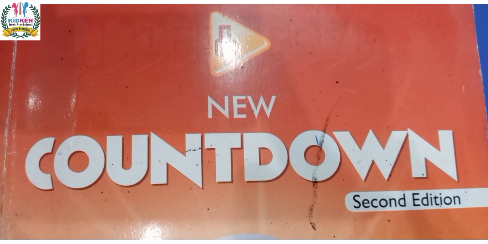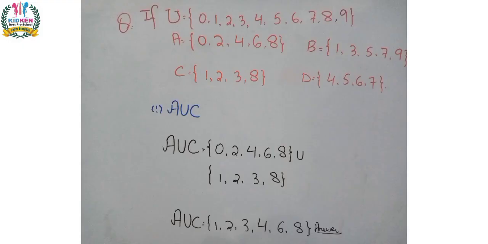So let us start our question. You have been given 5 sets: universal, A, B, C and D. Universal has values 0, 1, 2, 3, 4, 5, 6, 7, 8 and 9. A has values 0, 2, 4, 6 and 8. B has values 1, 3, 5, 7 and 9. C has values 1, 2, 3 and 8. And D has values 4, 5, 6 and 7.